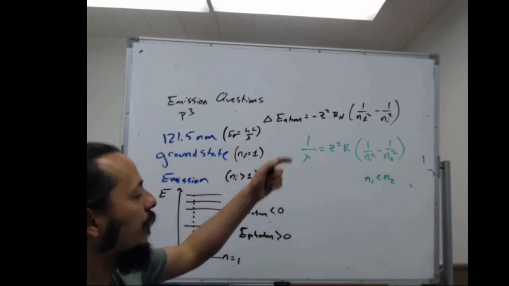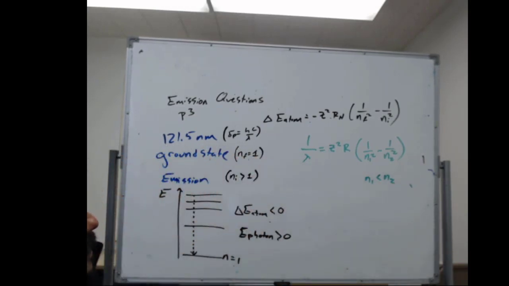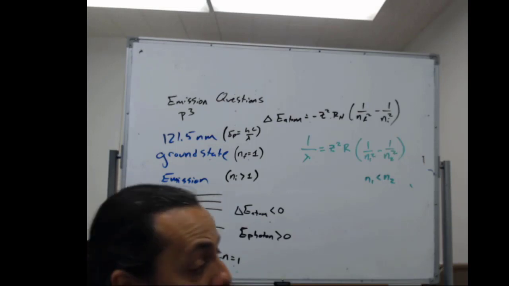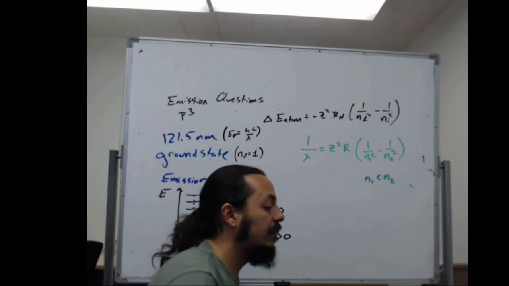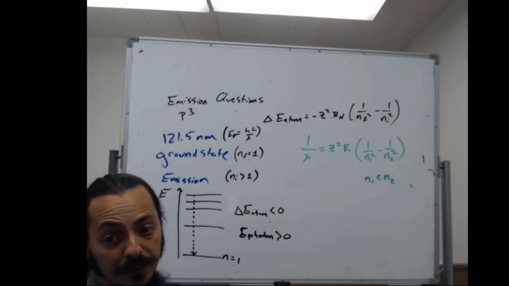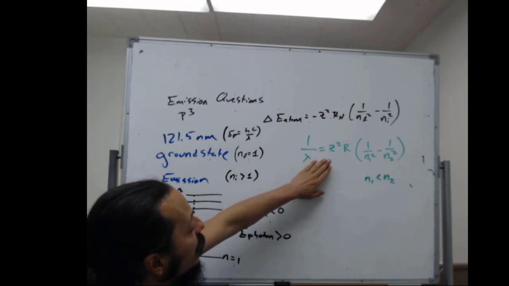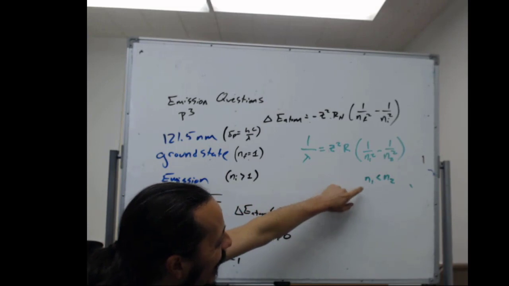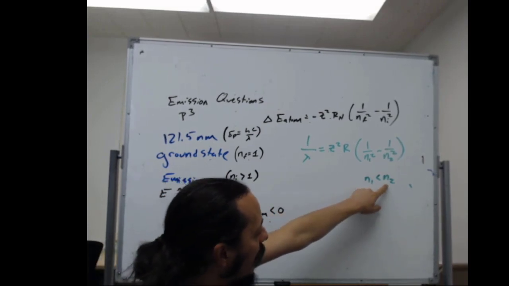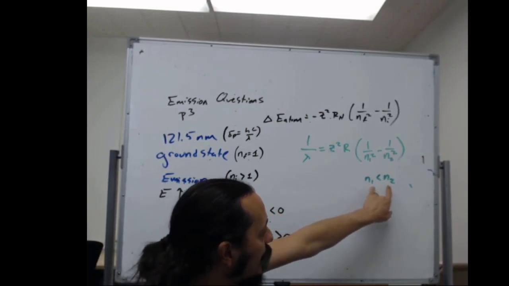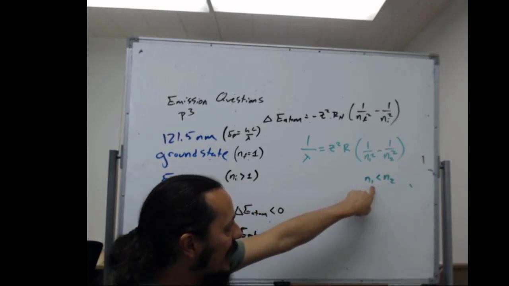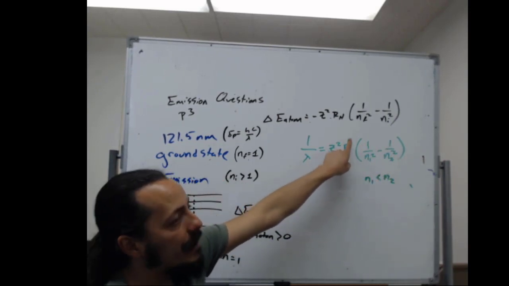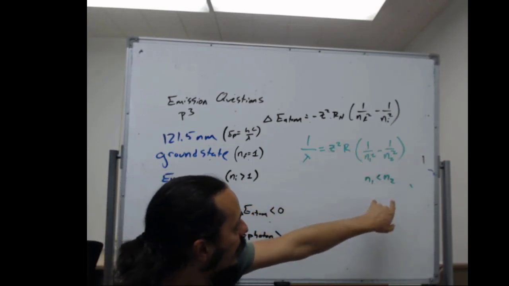Right? So this version of the Rydberg equation, which they mentioned in the textbook, I've mentioned in office hours a couple times. It's also mentioned in Dr. Neff's emission spectrum video. This one only works for emission, and n1 has to be smaller than n2. This statement right here guarantees that we get a positive value here, right?